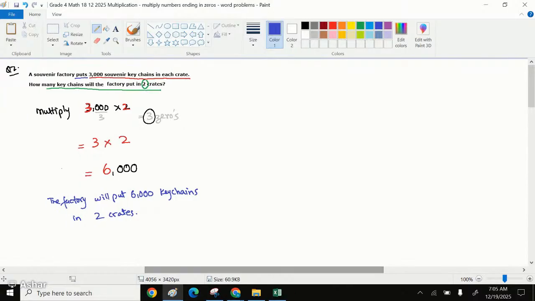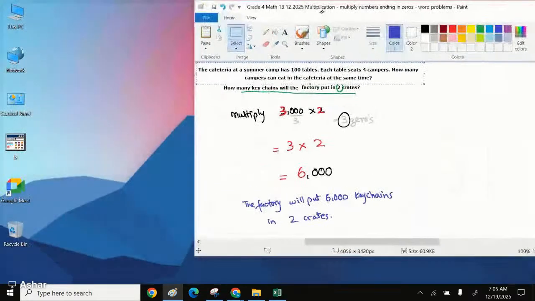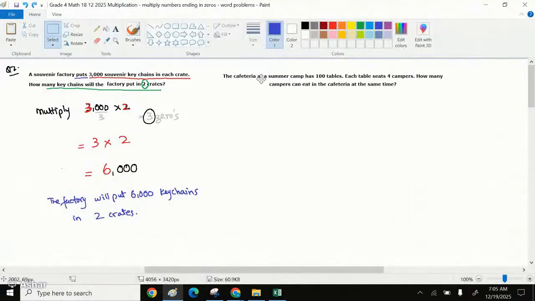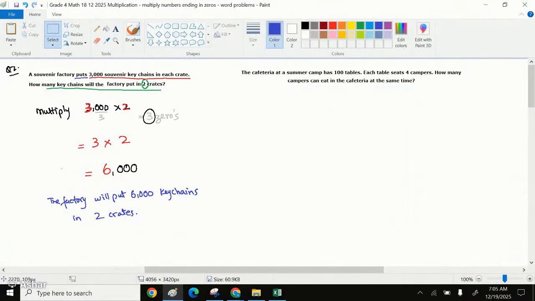It's talking about a cafeteria, the cafeteria at a summer camp. The cafeteria at a summer camp is given to us. We need to find how many. This is question number 3.